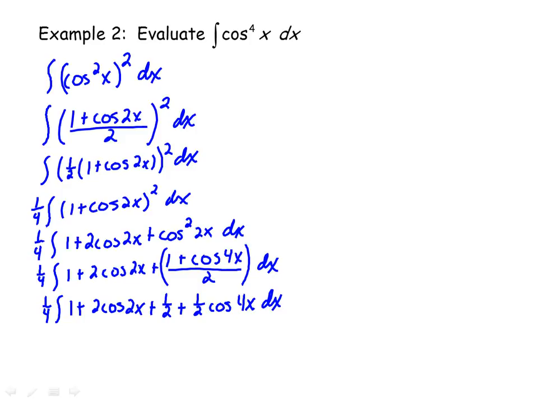There's one other thing that I want to do to simplify before we integrate. Can you tell me what it is? Add the 1 and the 1/2. Those two are constants. I can add these together. All right. So one more time. We're going to have 1/4 times the integral of 3/2 plus 2 cosine 2x plus 1/2 cosine 4x dx.